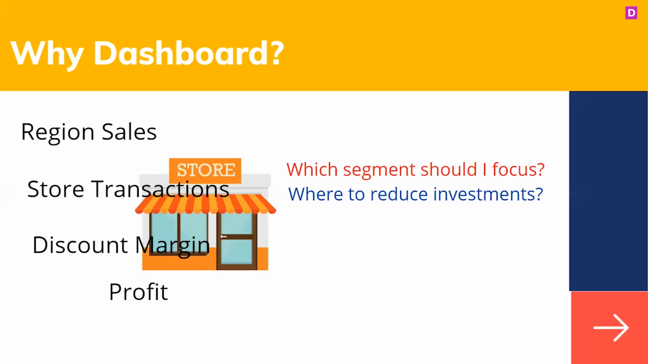So what are the few things that could be there in a single page? I want to know where should I reduce the investment, right? So obviously, I will compare my store transactions with the profit. So I want the store transactions and profit to be there in the same page, so that I can make a comparison. But these two things are two different worksheets, which are lying in two different workbooks. All right. So now I have to get these two things into a single place.